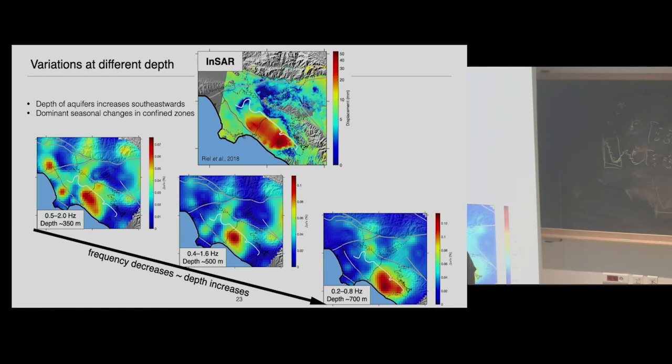If I display the InSAR map again, to some degree, you can see the InSAR is an integration of the changes occurred at different depth. So compared with InSAR, our delta V over V further offers the information of the depth or thickness of the aquifer layers, which can be crucial for decision makers to determine the optimal strategies for drilling and pumping to augment sustainable groundwater management.